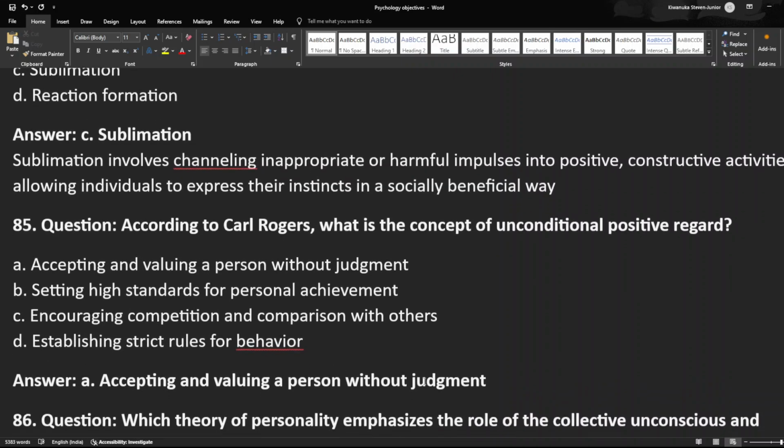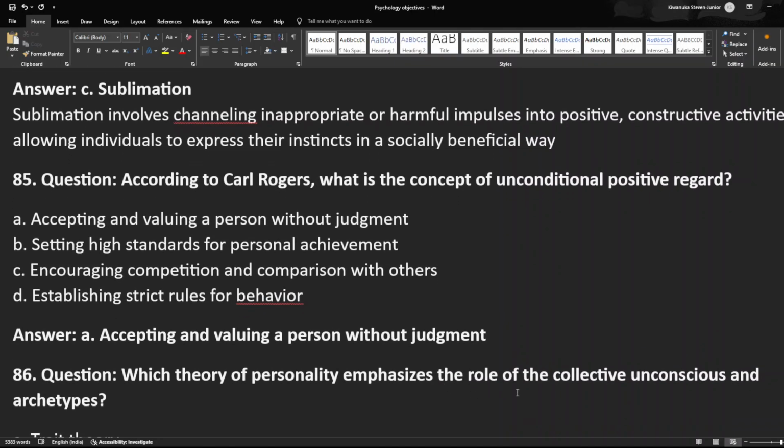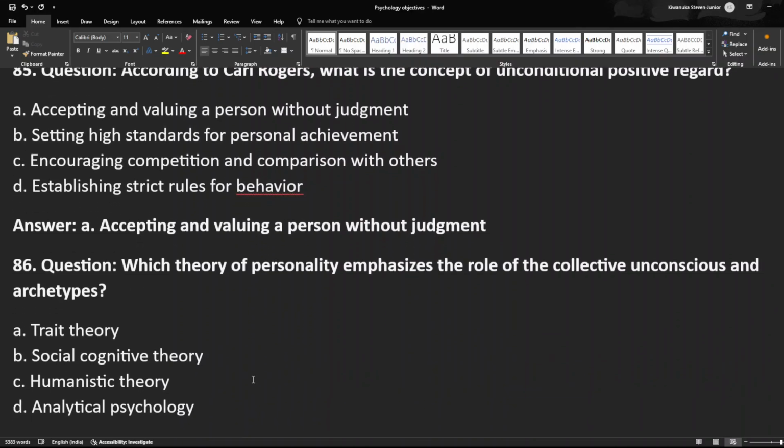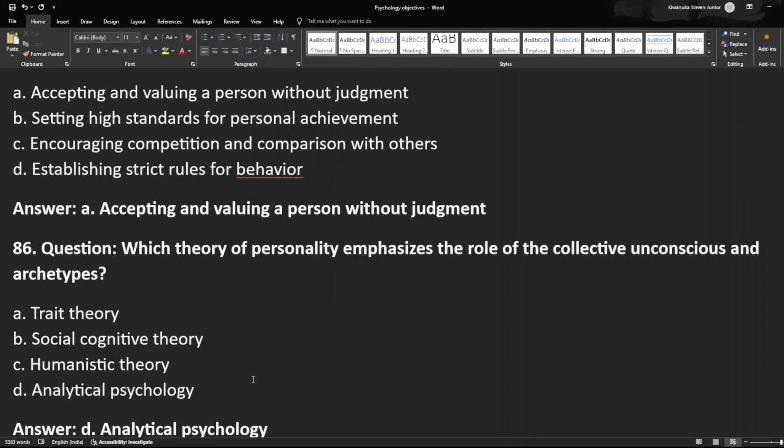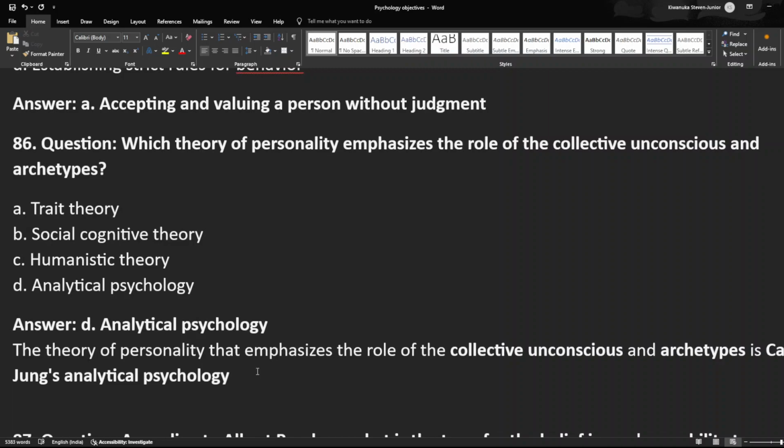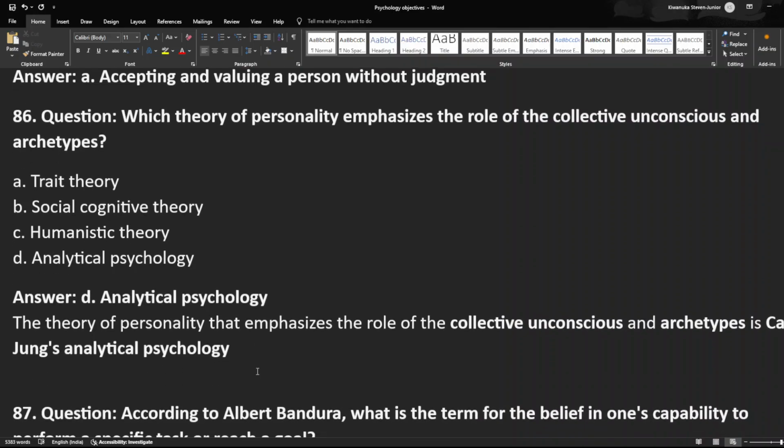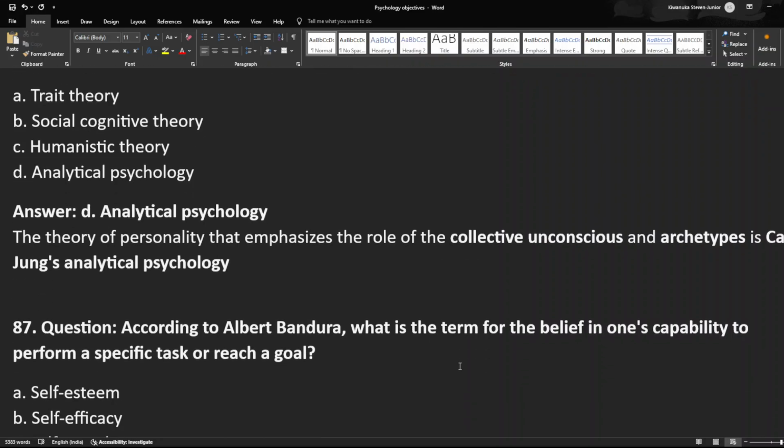What theory of personality emphasizes the role of the collective unconscious and archetypes? So the answer comes from the question. Looking through, we see that it is analytical psychology. The theory of personality that emphasizes the role of the collective unconscious and archetypes. Archetypes is Carl Jung's analytical psychology, the founder, in case they ask it that way.